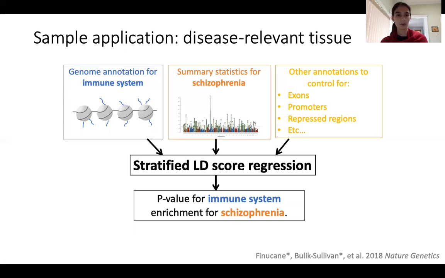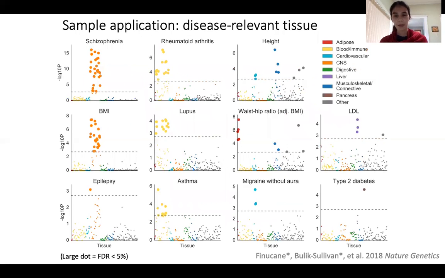And so we can do that for central nervous system, for the immune system, for liver. And so here is one set of results that we got where we ran this method for several different genome annotations corresponding to different tissues and cell types using gene expression data. And here each point is a different tissue or cell type. And then on the y-axis, we have the minus log10 p for significance for the phenotype. And you can see that for schizophrenia, we got very strong and highly significant enrichments for CNS-related annotations. And similarly for BMI, epilepsy, and other brain-related phenotypes.